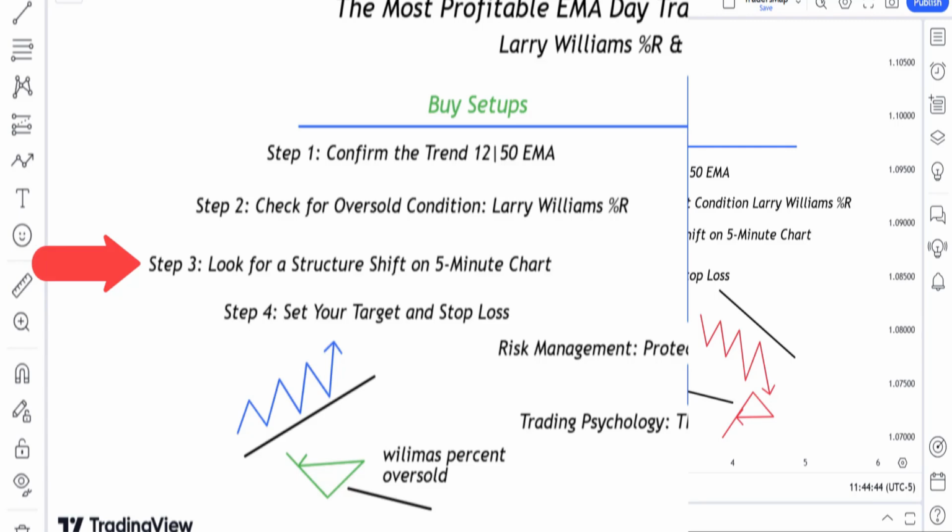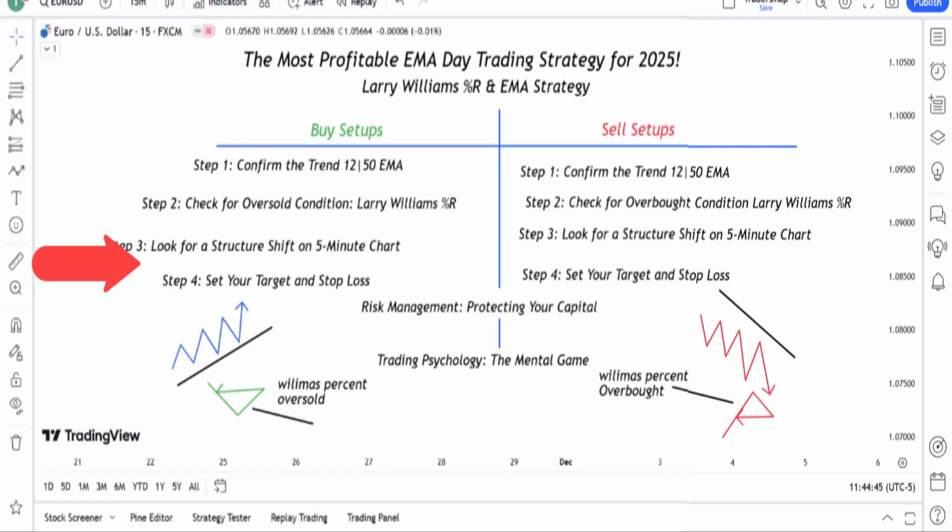The most reliable entry comes when you see a breakout above recent resistance levels. This breakout confirms that buyers are in control and momentum is on your side. It's important to stay patient here. Don't rush into a trade until you see a clean structure shift, as this step eliminates most false signals.